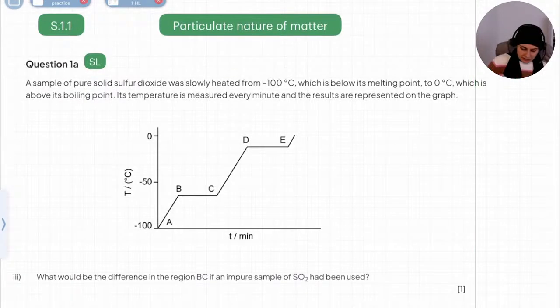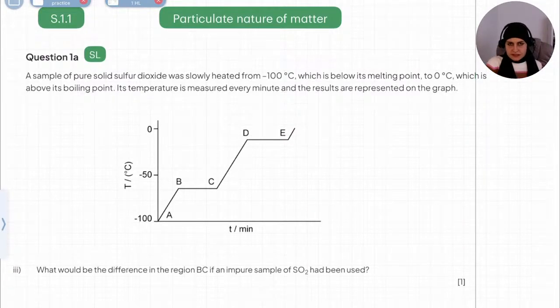And the next question is, what would be the difference in the region BC if an impure sample of SO2 had been used? Okay, so what is the difference between the melting point of a pure and an impure substance? So obviously BC is the melting point, right? So the melting point of pure SO2 is here, like minus 60 or 70 Celsius. And if the substance is impure, what changes is that the melting point would be lower and it would not be uniform. The impure substance would melt over a range of temperatures, right? And that's actually one way to check whether your substance is pure or not.